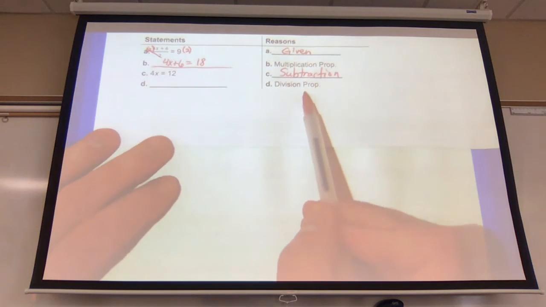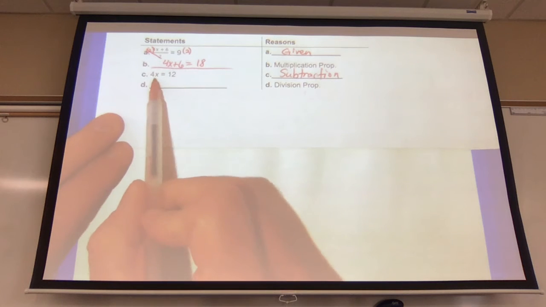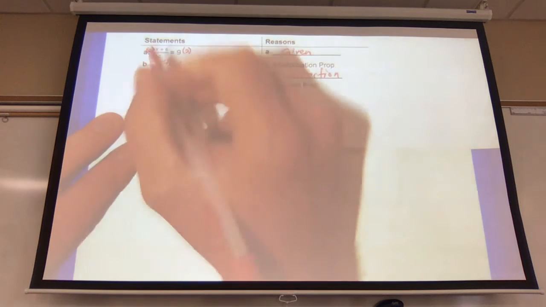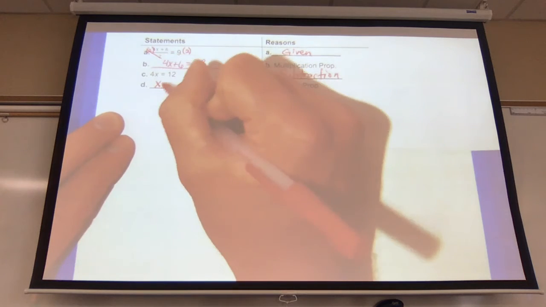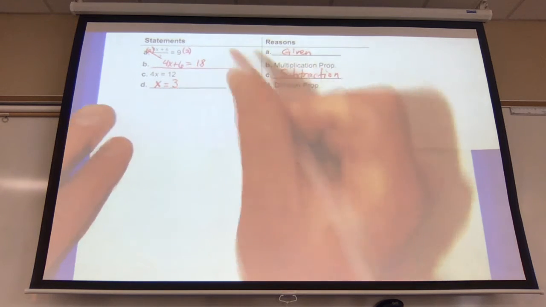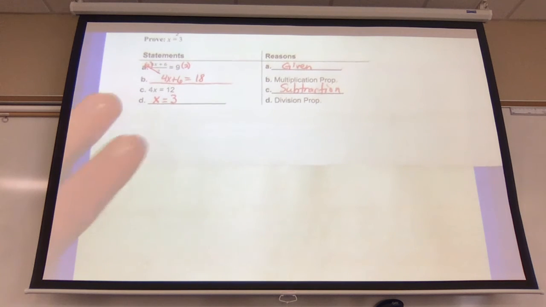And then our last step, they want us to do division property. Division property lets you divide both sides by the same number. 4x equals 12. To solve that, you would divide both sides by 4. So there's our division. We divide by 4 to get x on the left. 12 divided by 4 is 3. There's your algebra proof. All right, before we move on to the angle proofs, any questions here with the algebra proofs?